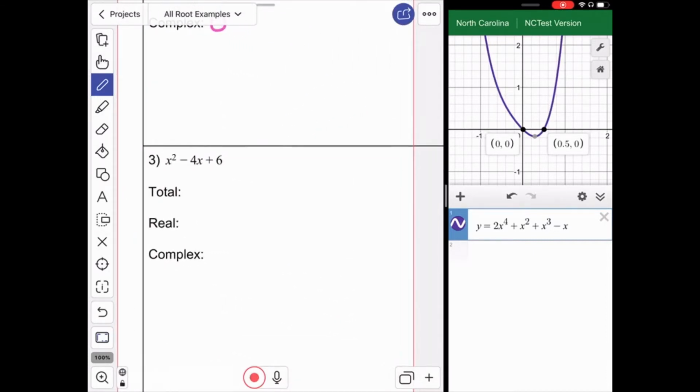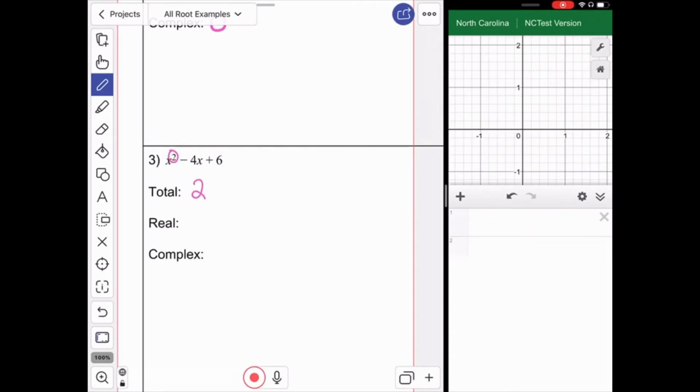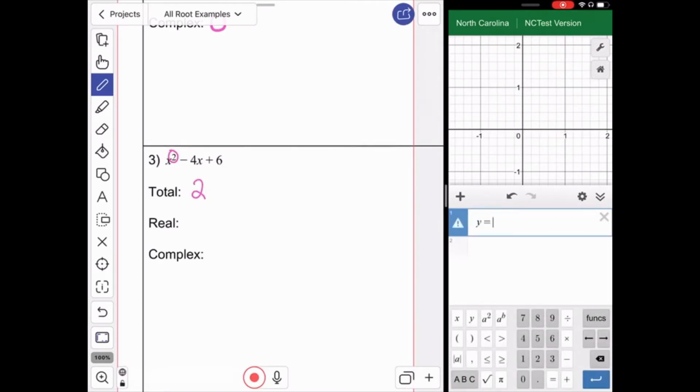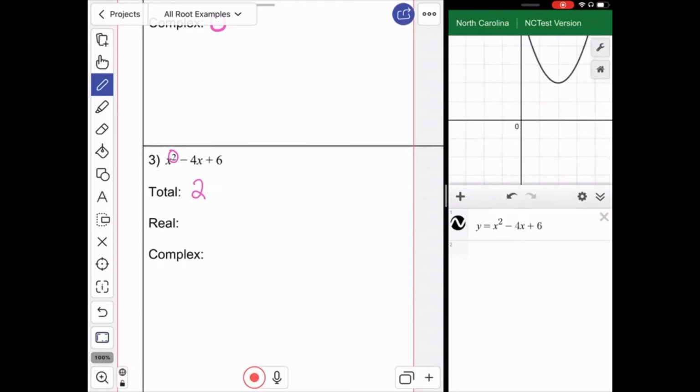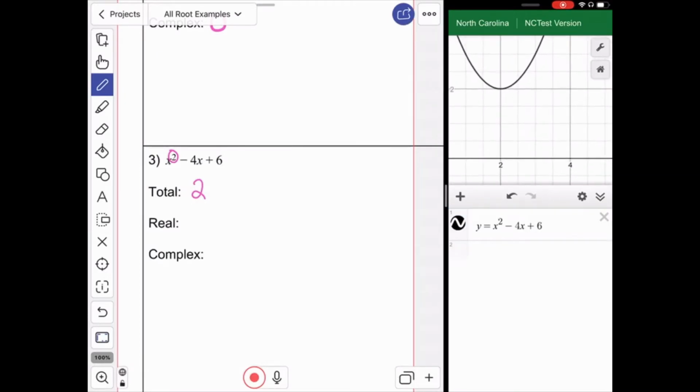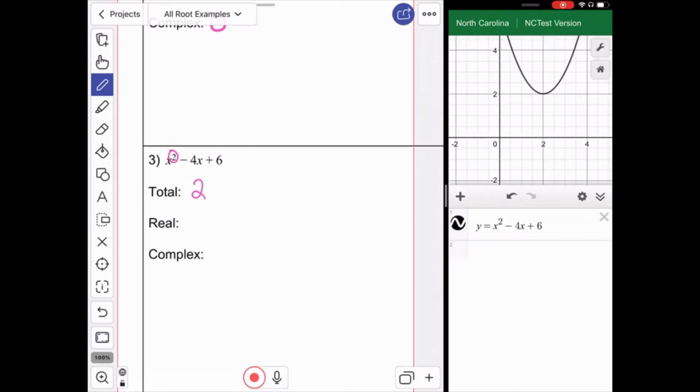All right, for our next one, we have a total of 2 roots. We're going to look and see how many times it crosses the x-axis, and I'm seeing here that it actually doesn't cross the x-axis at all. If it doesn't cross the x-axis, we have 0 real roots, which means we're going to have 2 imaginary roots, or 2 complex roots.